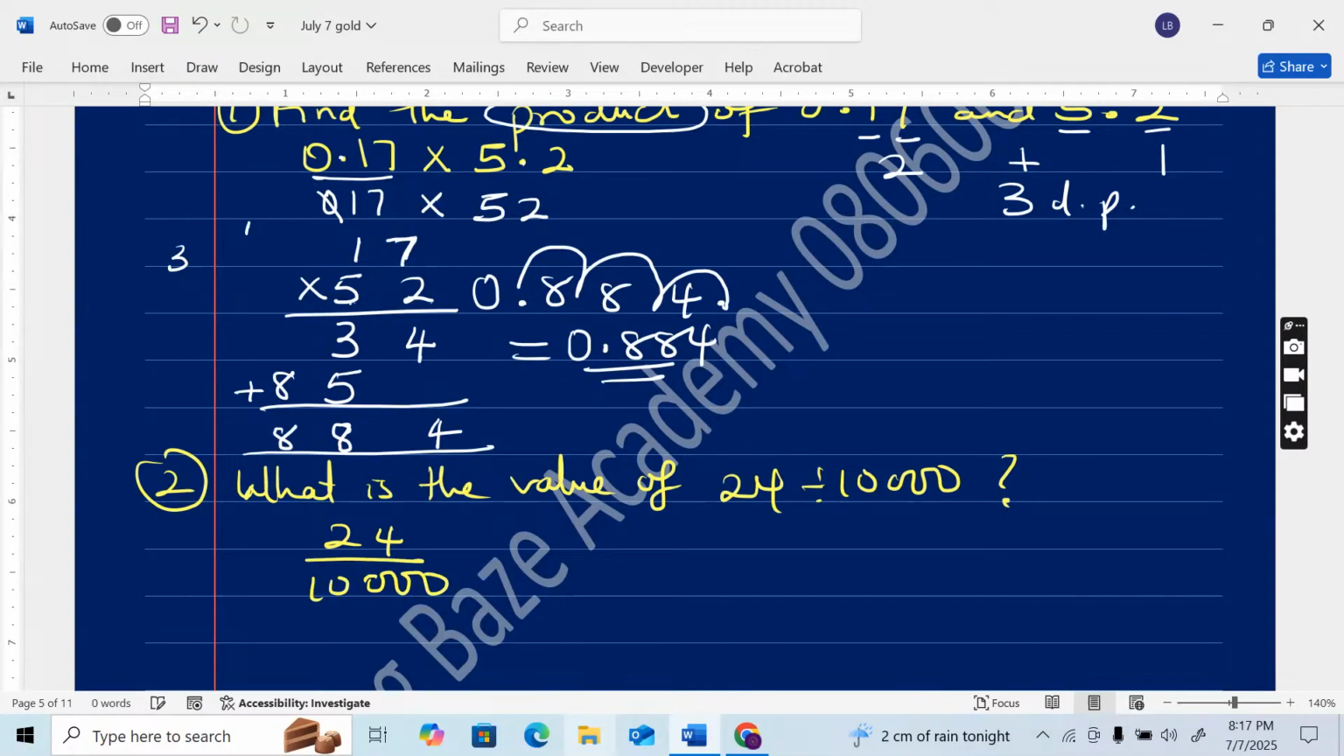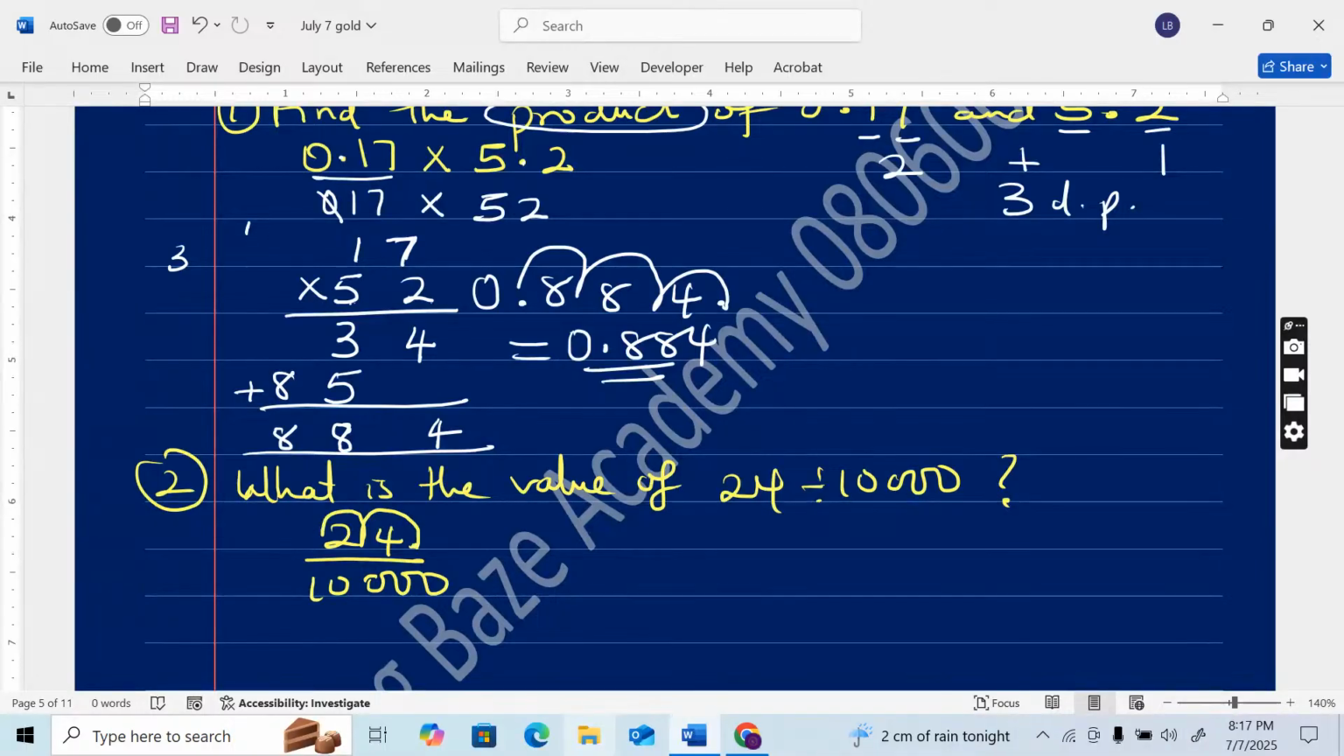Now 10,000 is a power of 10. It has 4 zeros, and that means 10 raised to the power of 4. So we have to move the decimal point to the left. When dividing, move to the left. Multiplying, we move to the right. Since we are dividing by 10,000 and it has 4 zeros, place a decimal point after the last digit of 24. Move it 4 places to the left because we are dividing by 10,000, which has 4 zeros.